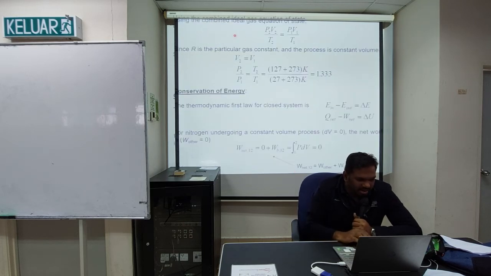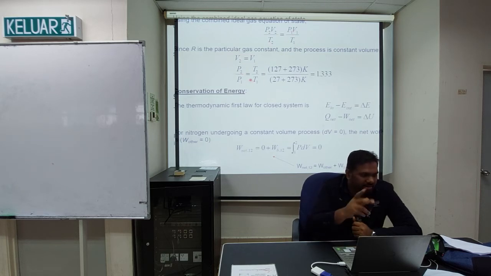Okay, so you combine the ideal gas equation of state, PV equals RT, and you get this. One is the initial and two is the final state. Since R is the particular gas constant and the process is a constant volume, R is removed and the volume is the same, so V2 equals V1. V2 and V1 cancel, and you get P2 over T2 equals P1 over T1. You rearrange, just cross multiply, and you get P2 over P1 equals T2 over T1.